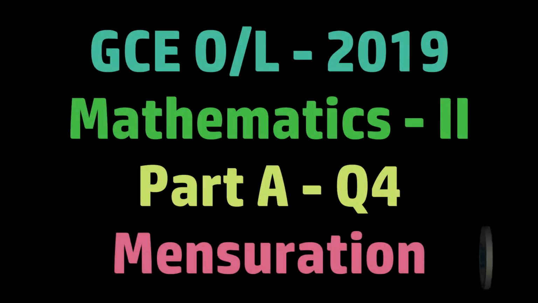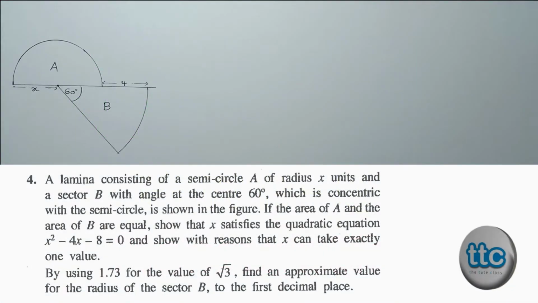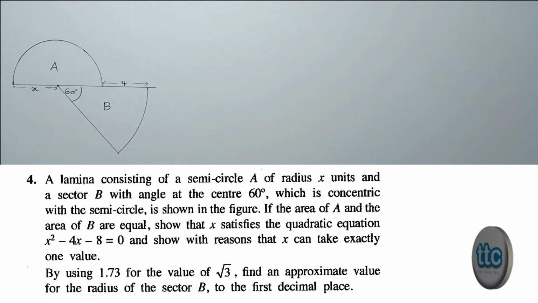In this video I am going to discuss GCE O level Mathematics paper 2 part A question number 4. This question is related to the lesson Mensuration. This is the question and this is the given figure. We will read the question first.